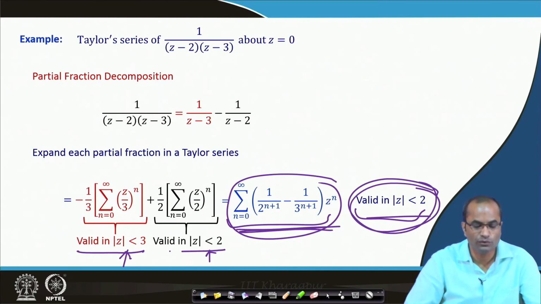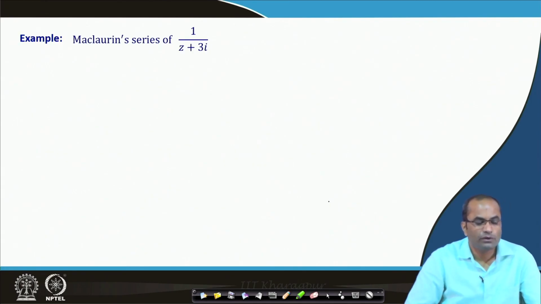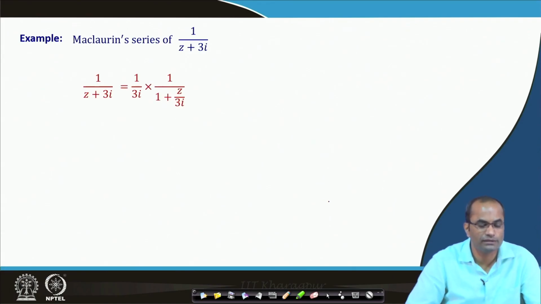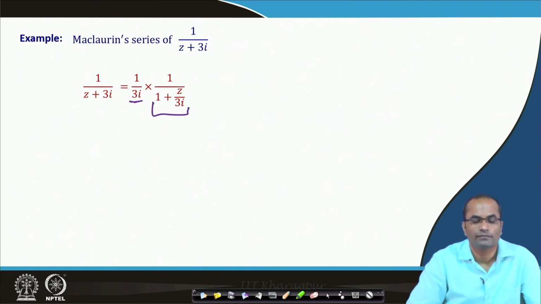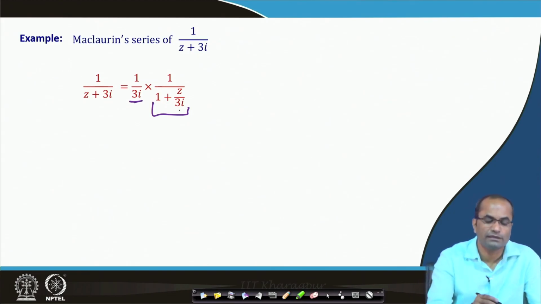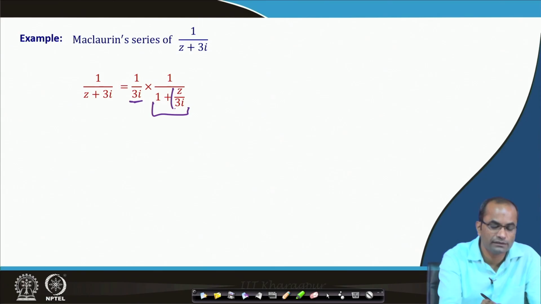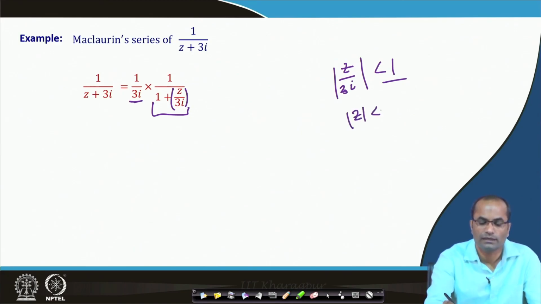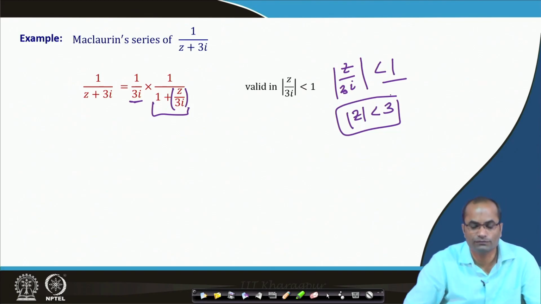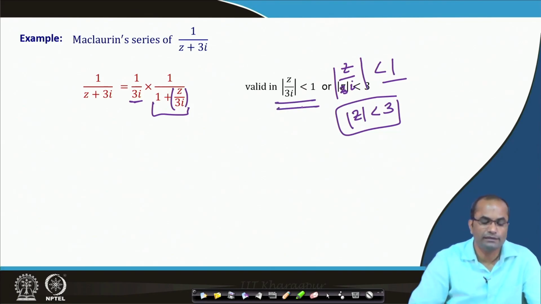The last example here we will be talking about is the Maclaurin series of 1 over z plus 3i. The same trick we can use again as we have done before. So, 1 over z plus 3i. We take this 3i common there to have the form 1 plus z by something. So, we can expand this again, instead of taking z there, we will take z over 3i, and the validity will come from the condition that absolute value z over 3i should be less than 1. That means z less than 3.